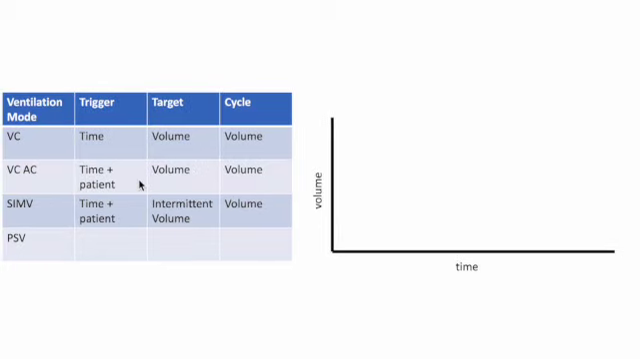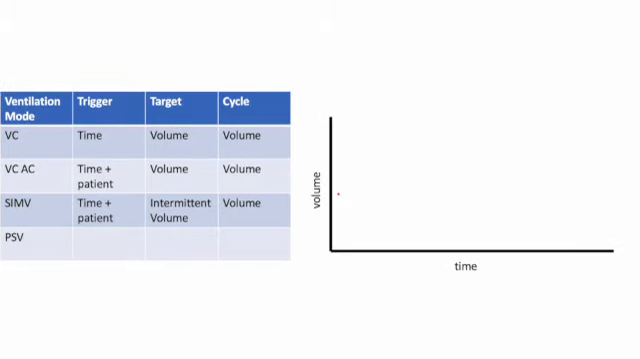The next is synchronized intermittent mandatory volume, which has mostly fallen out of favor, but I think it illustrates an interesting point. So in synchronized intermittent mandatory volume, again, we set the trigger as time and patient, but this time I've written here intermittent volume. So what does this mean? So if we set the rate at 15 breaths per minute, every 4 seconds the patient is going to get a set volume of 500 cc's.